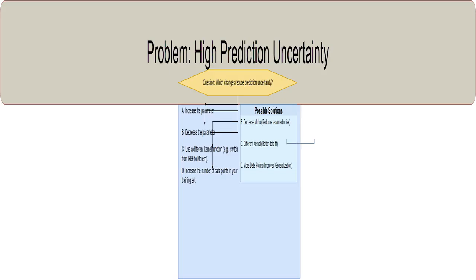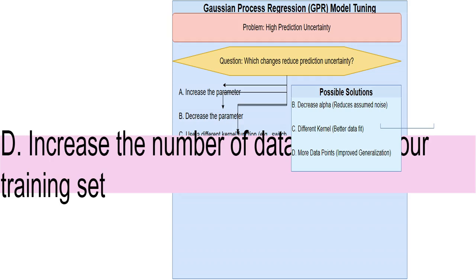I'm facing a problem where my predictions using Gaussian process regression, GPR, are very uncertain, even with lots of data. This means I'm getting wide confidence intervals around my predictions, making them less reliable. Alpha represents the amount of noise I'm assuming is in my data. If I decrease alpha, I'm telling the model that the data is less noisy, which should make my predictions more precise and reduce the uncertainty.